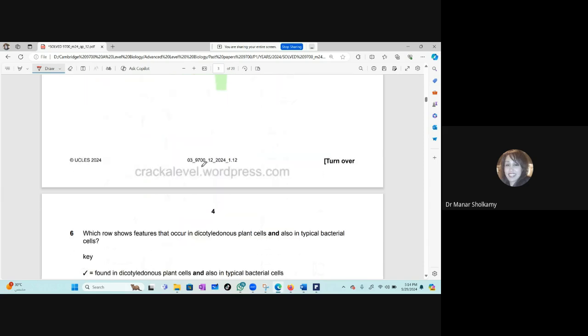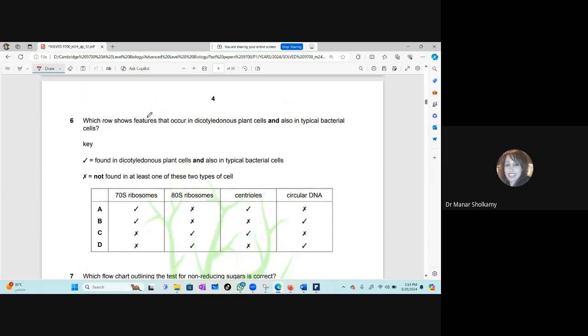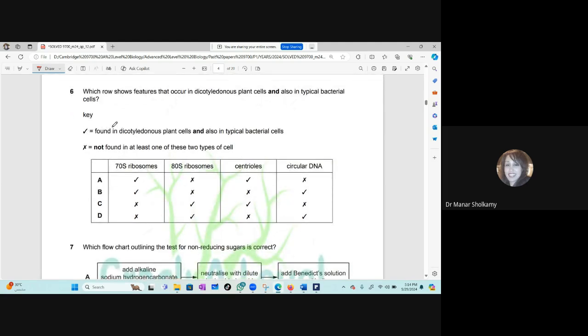Good. 6. Which row shows features that occur in dicot plant cells and also in typical bacterial cells? A checkmark means it is present and a cross means it's not present. Okay, now which one of those is present in plant cells and in bacterial cells? Choose A, B, C, or D. Okay. The 70S ribosomes, yes, because it's in both. The 80S ribosomes, no. So C is wrong. D, those two cannot be right. It's either A or B.